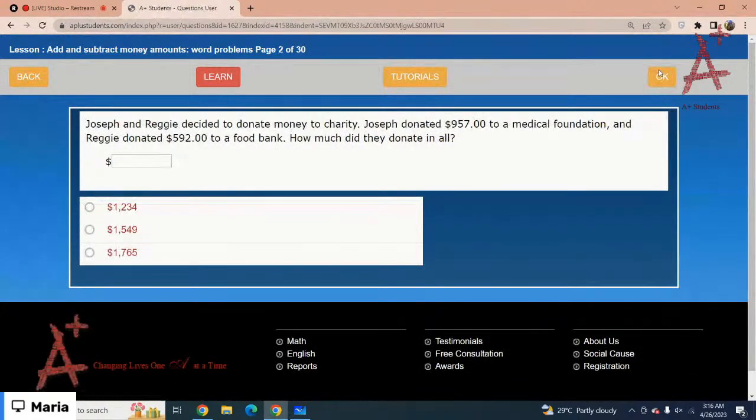Very good. Okay, the next one is Joseph and Ricky decided to donate money to charity. Joseph donated 957 to a medical foundation and Ricky donated 592 to a food bank. How much did they donate in all? So you just have to add 957 and 592.